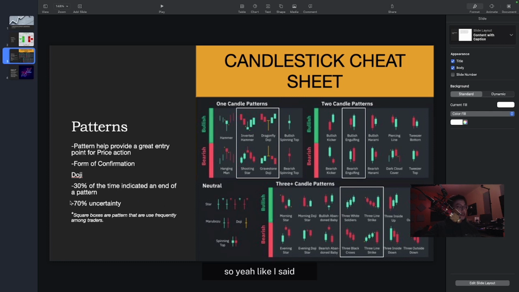Like I said, dojis give you 70% uncertainty. Sometimes the other 30% will indicate a pattern for you, like the gravestone doji. That indicates that it's done moving up and now it's going down. Or the dragonfly doji, where instead it's been going down and now it's going up. So those are sometimes great indicators for price action.